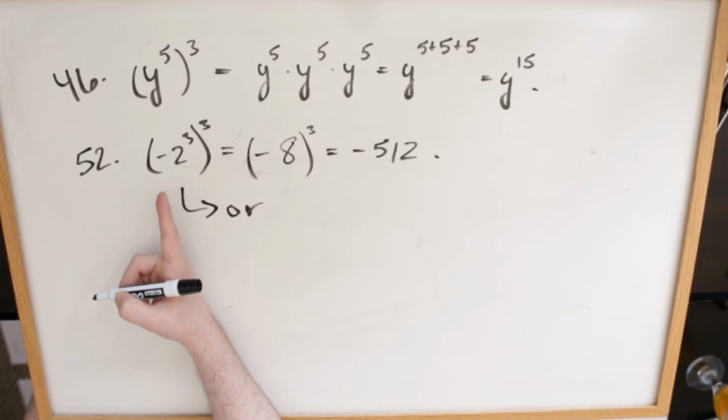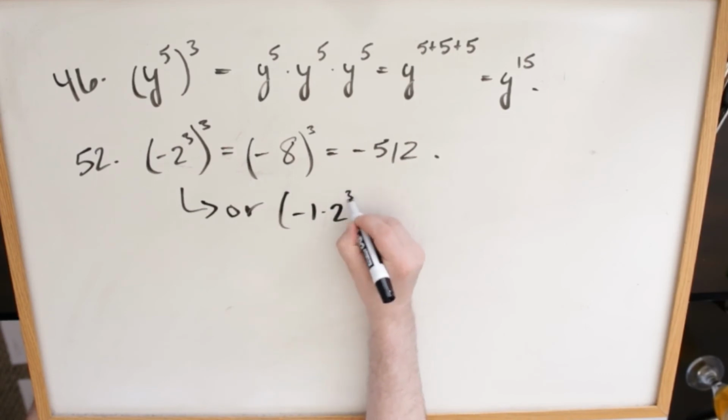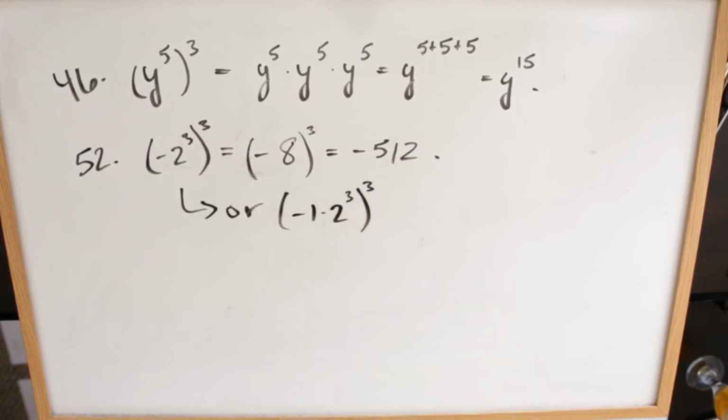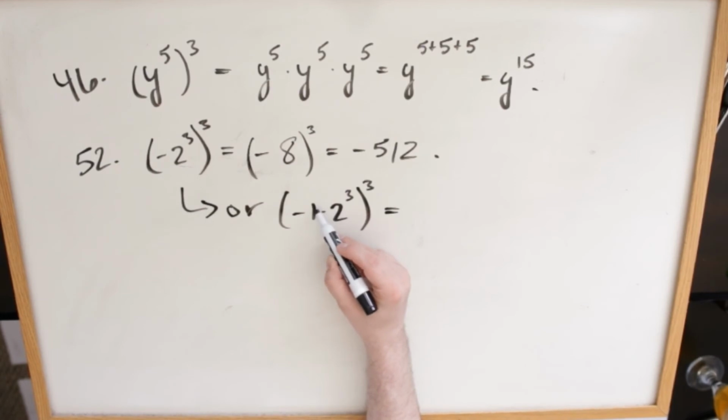Let me say that again. This is like a minus 1 times a positive 2. So minus 1 times 2 cubed. That's another way you can think about this, raised to the third power. So this is basically the same thing. I take the 3 and I'm raising the minus 1 to the third power as well.